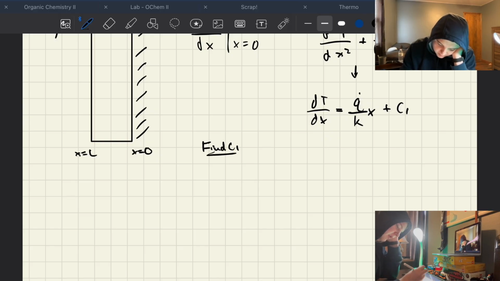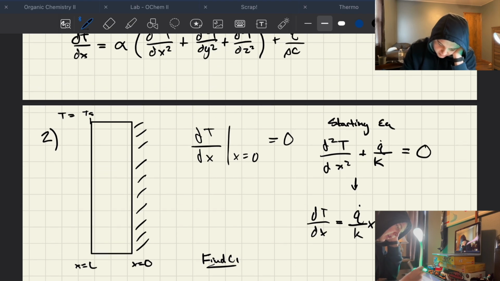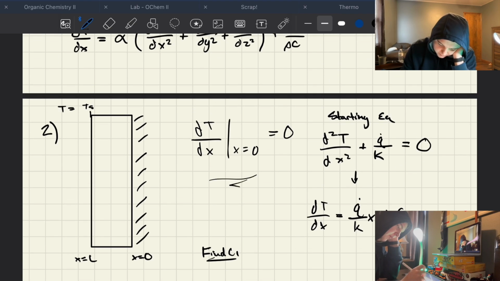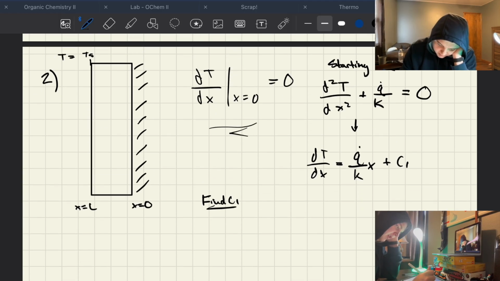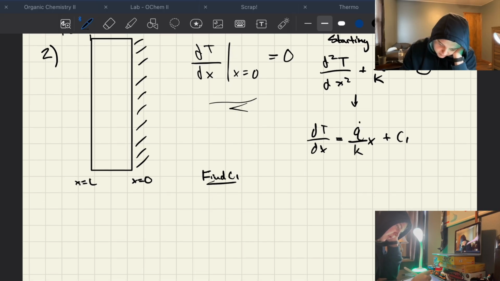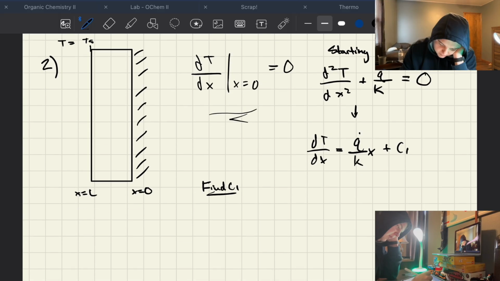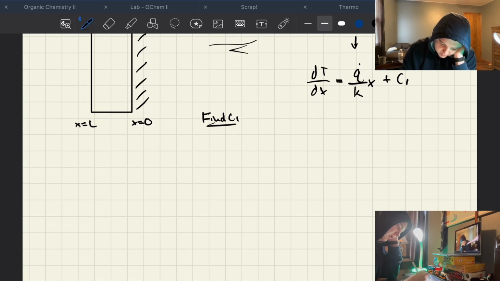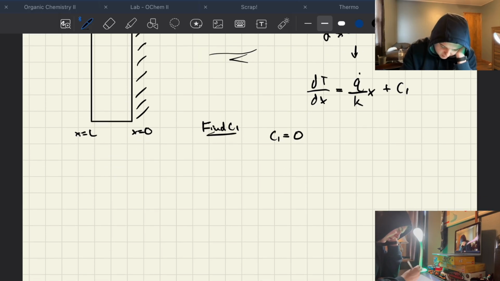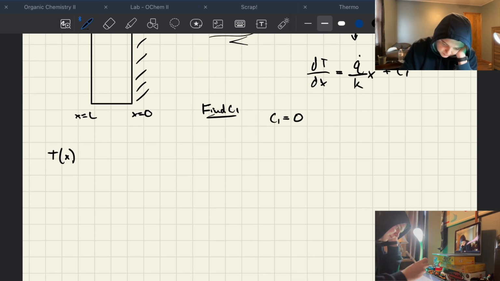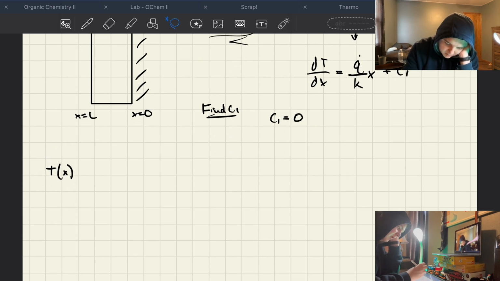To do that, we need this gradient up here that I wrote out. It basically describes that C1 is 0, because once you solve it, it's just going to equal 0. So we don't have to worry about that right now. That's pretty common. So we're going to integrate it once more, this time using our other boundary condition. Let's move down one so we have enough space.